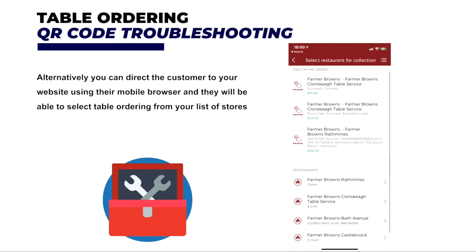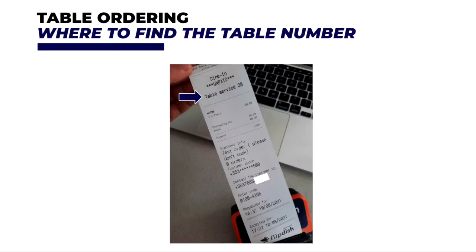Now let's quickly look at where to find the table number on the order printout from your Flipdish terminal to ensure you don't bring the wrong order to the wrong table. As you can see right at the top of the printout, the words table service and the table number will appear. In this case, table service 28 means table 28.